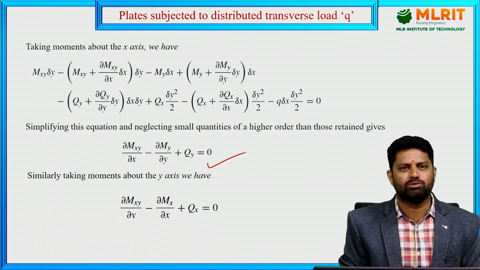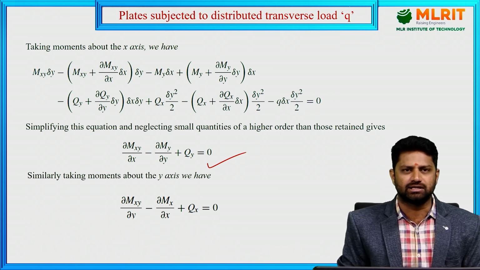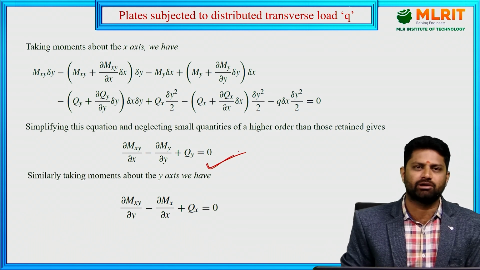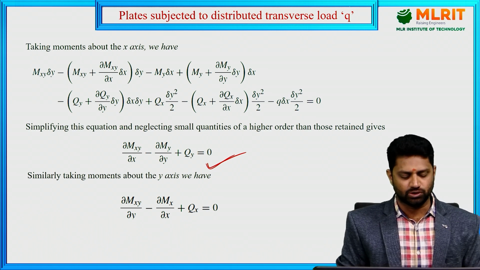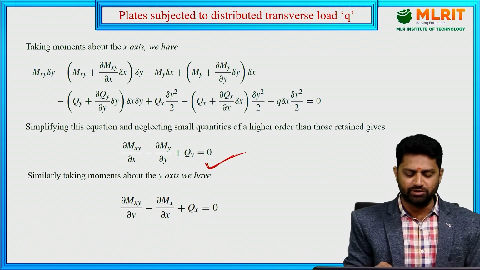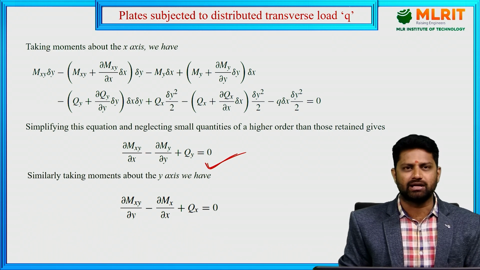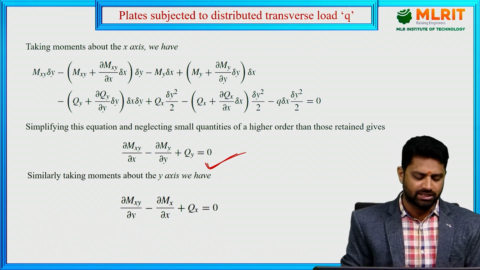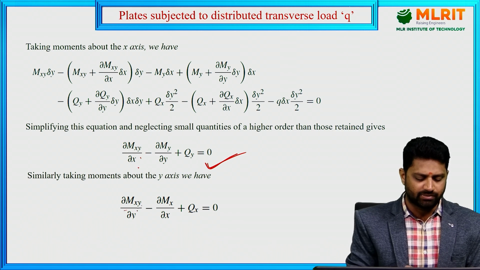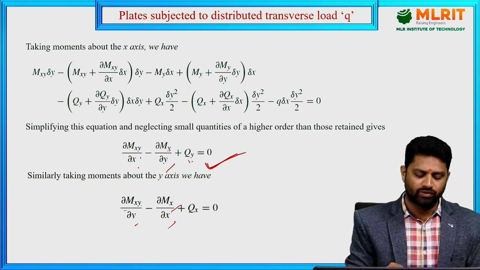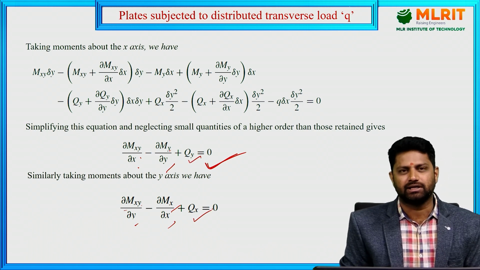So we are also neglecting all the higher order terms, so that you are going to get this equation in the simplified manner. So dou mxy by dou x minus dou my by dou y plus Qy equal to 0. So this is the equilibrium equation when you take moment about x-axis. In the similar manner, we can write the equation of equilibrium when it is taken moment about y-axis. Okay, so the notations will interchange, that is dou mxy by dou y here, dou my by dou y here, and dou mxy by dou x here, Qy here and Qx here.